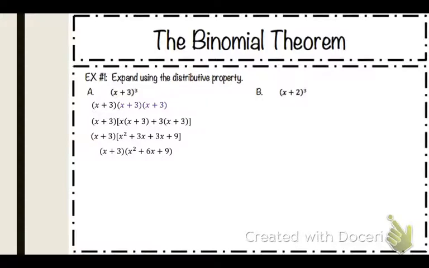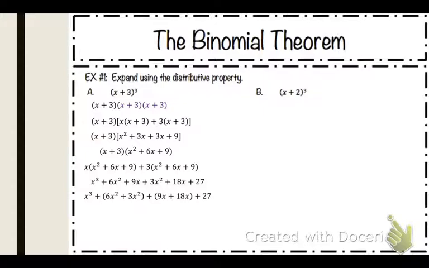Then we have to distribute one more time. So I'm going to distribute the x to that trinomial and the 3 to that trinomial. And I end up with x cubed plus 6x squared plus 9x plus 3x squared plus 18x plus 27. Cool? Now we just combine like terms. So we're going to combine our x squareds and our x's. And you end up with x cubed plus 9x squared plus 27x plus 27. And that's it. Kind of a lot of steps right there, right? It's easy to make a mistake in there.